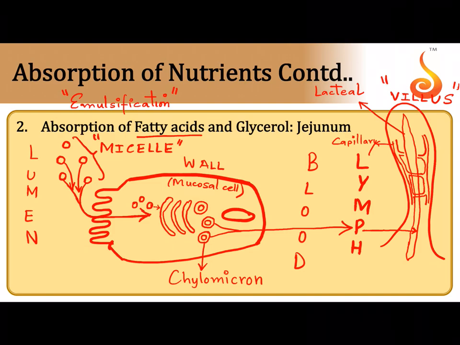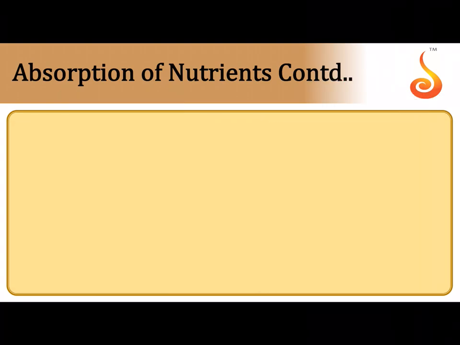So remember, the micelles are packaged into protein-coated vesicles called chylomicrons, which enter not into the blood but into the lymph. And where is the lymph present? Lymph is present in the lymphatic vessel inside the villus. The name given to the lymphatic vessel inside the villus is the lacteal. Okay.